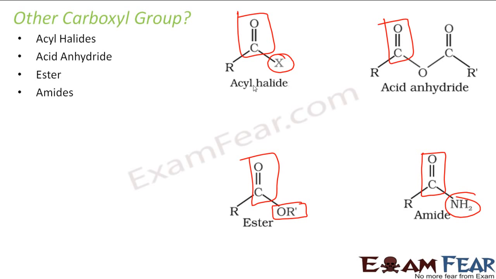Acyl halides. So in my carboxyl group, if we attach one halogen to one carbon, it becomes acyl halide. If you add OR dash, where R is any alkyl, it becomes ester, and if you add NH2 group, it becomes amides. Now we know what are aldehydes, what are ketones, what are carboxylic acids, and other carboxyl groups like acyl halides, acid anhydrides, esters, amides. We know all these things.